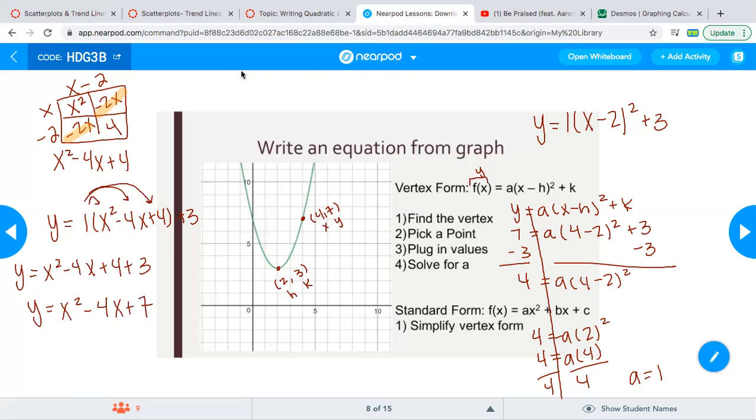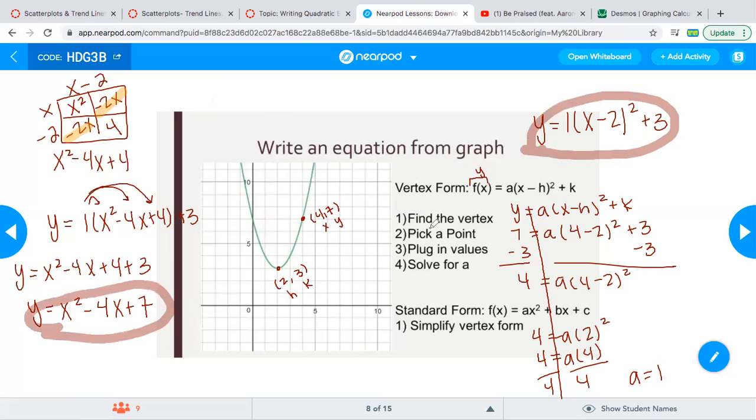Okay, so my vertex form and my standard form. Here's it in vertex, here's it in standard. This is what you need to know how to do. This is what we need to know how to do. And we literally haven't done much new today. This is literally from last class. We are building on every single day.